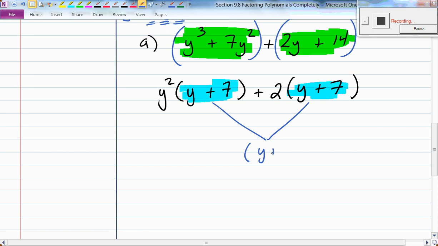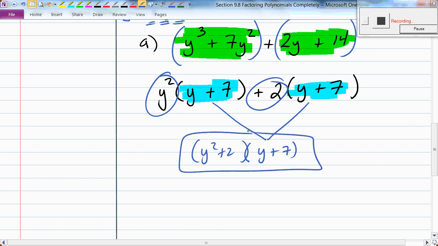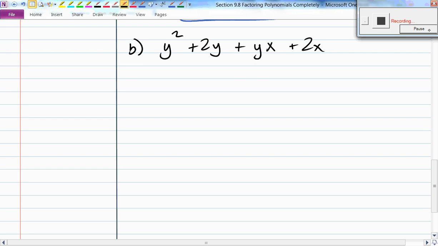Finish the job. Okay, so that's y plus 7. And what's the other factor? Y squared plus 2. And all right, we got y squared plus 2y plus yx plus 2x.